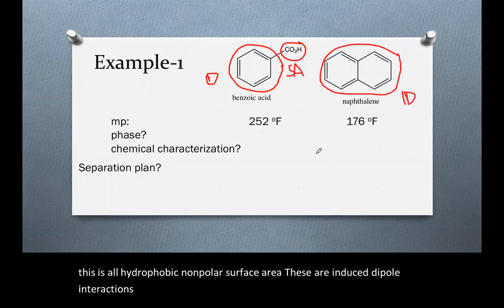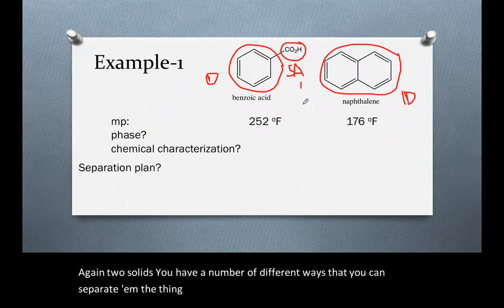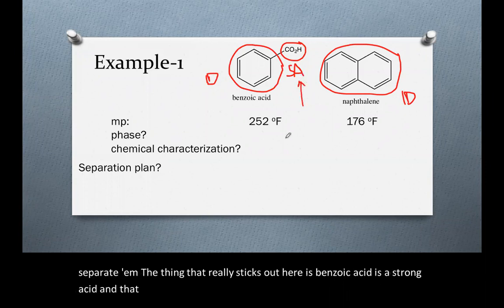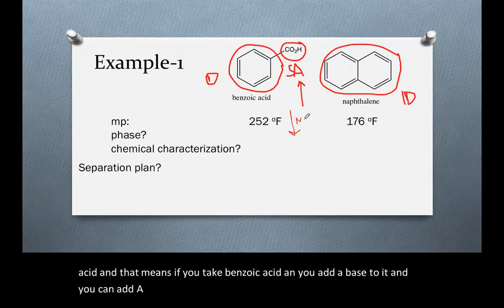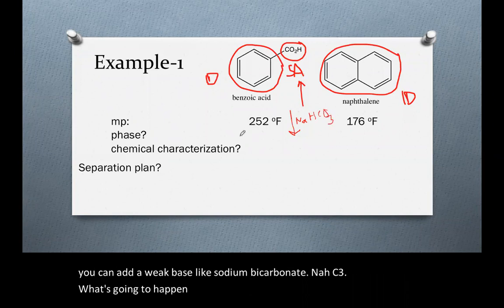So again, two solids, you have a number of different ways that you can separate them. The thing that really sticks out here is benzoic acid is a strong acid. And that means if you take benzoic acid and add a base to it, and you can add a weak base like sodium bicarbonate, NaHCO3, what's going to happen is you pull off the most acidic proton.